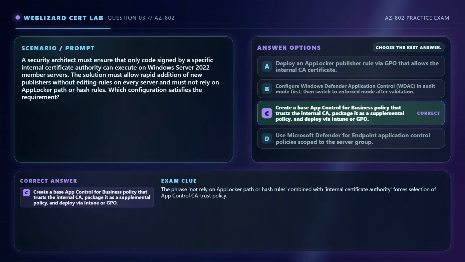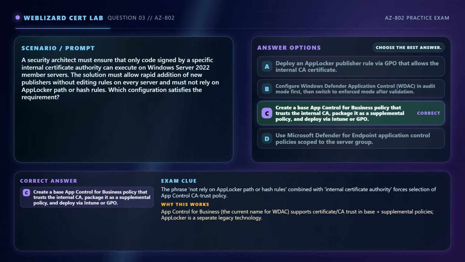The correct answer is C. Create a base app control for business policy that trusts the internal CA, package it as a supplemental policy, and deploy via Intune or GPO. App Control for Business, the current name for WDAC, supports Certificate CA Trust in base plus supplemental policies. AppLocker is a separate legacy technology. The phrase "not rely on AppLocker path or hash rules," combined with internal certificate authority, forces selection of App Control CA Trust policy.